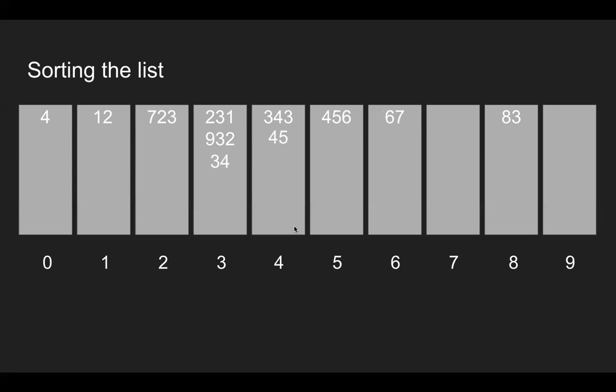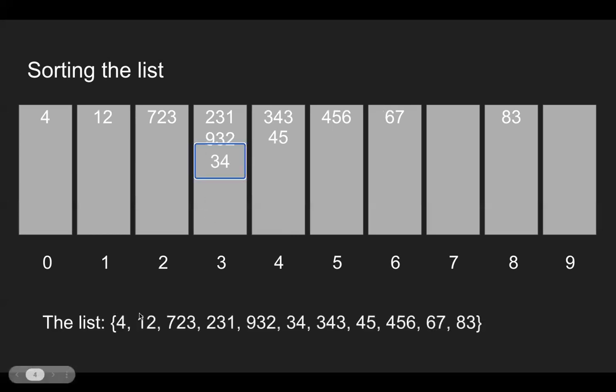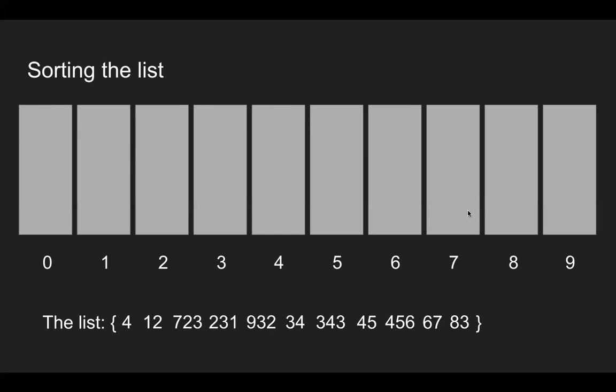Now we have our numbers resorted again by the second least significant digit. So now we're going to put that into our new list, going in order from the buckets top down. And we get this new list: 4, 12, 723, 231, 932, 34, 343, 45, 456, 67, and 83. So now we're going to sort one more time, because the biggest number we have is 932 and it is 3 digits long.